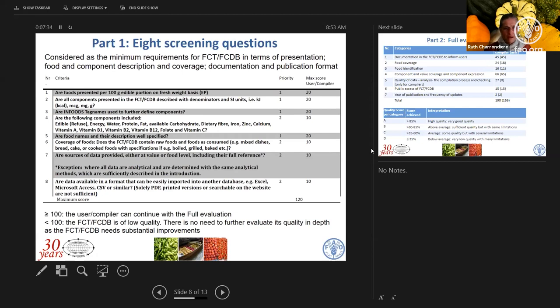Then the source of data. Are they provided, and not for the whole database, but on the food level or the value level? And then the format: is it a user-friendly format, meaning Excel, CSV or similar, or Access? And you can see the priority, it's either one or two. And for this one, you get either 10 or 20 points. The final score maximum is 120. And if you have less than 100, meaning that one of the high priority questions or two of the less priority questions you failed, then we consider it is not worthwhile to go into the full evaluation.